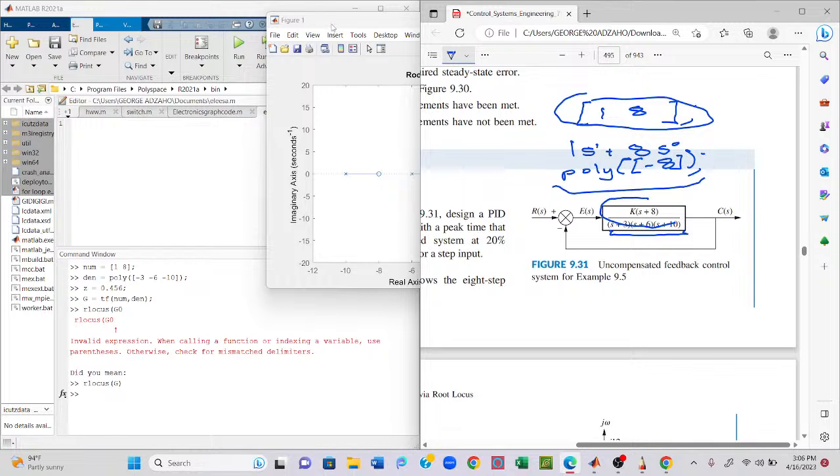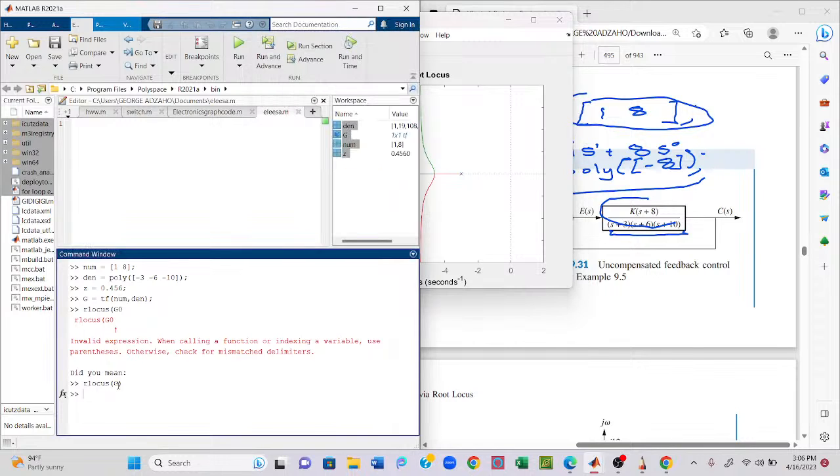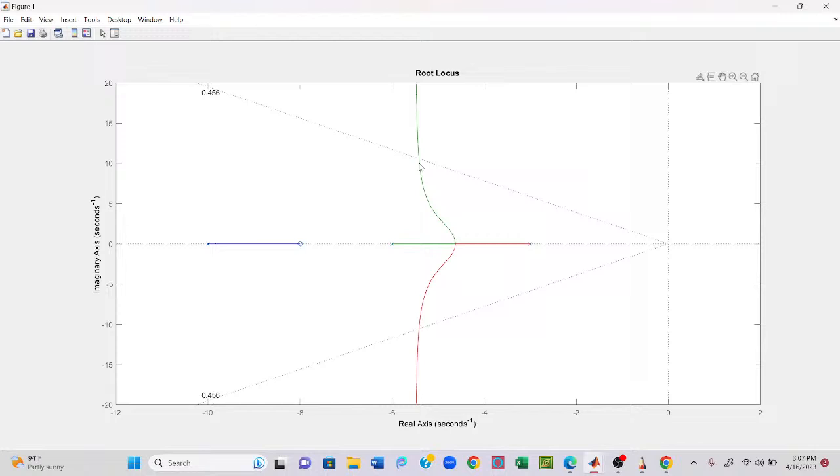I need to now know where the root locus crosses the line with damping ratio 0.456. So now we plot the line: sgrid, z, comma, 0. Now the line shows. So this is where the root locus crosses the zeta line, where the root locus touches the line of damping ratio 0.456.